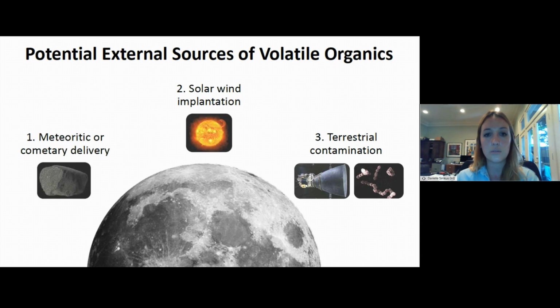So these external sources that we're considering are meteoritic or cometary delivery, implantation of carbon by solar wind, and also terrestrial contamination. And we're interested to know how significant are each of these potential sources of volatile organics, and what processes have the greatest influence on determining the distribution of organics on the lunar surface. Could it be these external sources? Is it temperature, or is it destructive processes such as evaporation and degradation under UV?